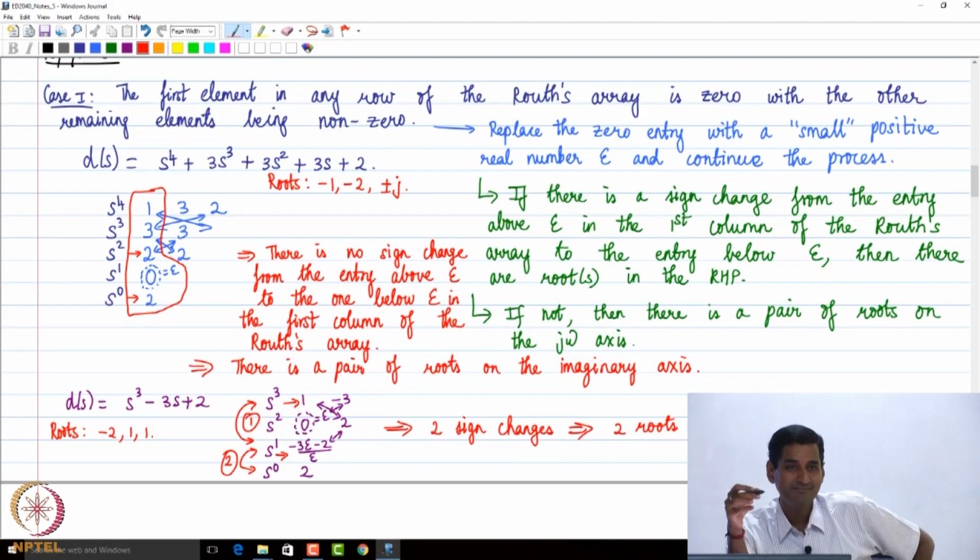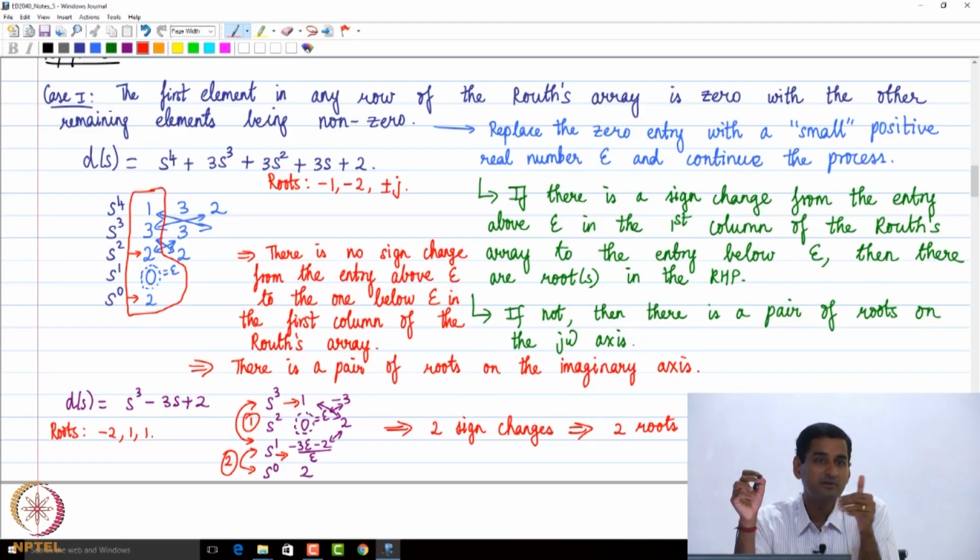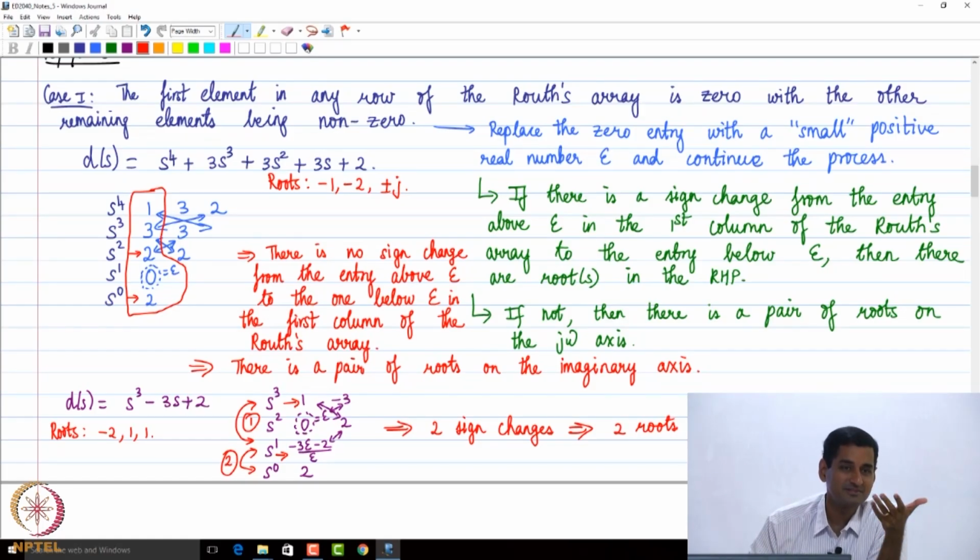If there were a 0, this special case deals with any entry in the first column of the Routh array being 0, but you have to look at the row, right? Because I have to go from one row to another. If I am filling the Routh array row wise, for any row, I look at the 2 rows immediately above it. So if I have a 0 entry, I cannot proceed because I need to divide by the first element in the preceding row. That's how the calculation happens. So I cannot proceed. So that's why we do this.